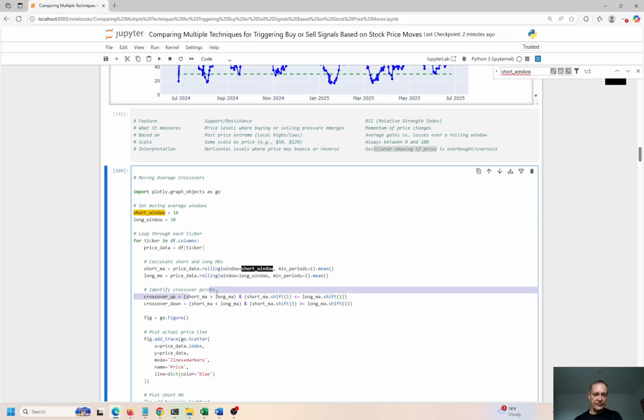And we're saying if the short moving average is greater than the longer, and the short moving average shifted back in time 1 day is less than the long moving average, this is a crossover up. So the short moving average is going up, it's trending up. If the short moving average is going down, so in the last couple of days it's going down, it's less than the longer moving average, and the short moving average shift 1 is greater than the long moving average, that's a crossover down. So we're looking at crossovers up, crossovers down, similar to the support resistance, similar to the RSI, but a slightly different strategy here.